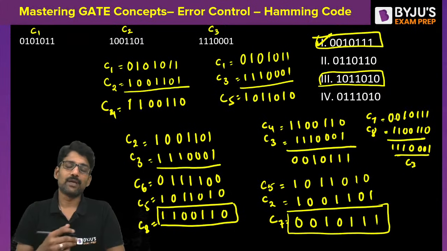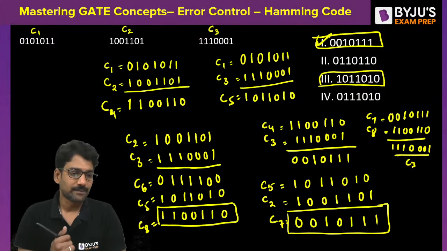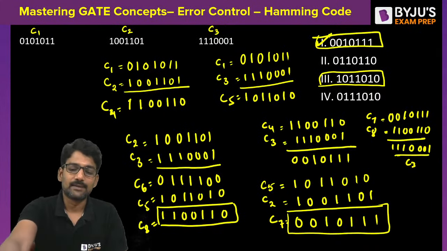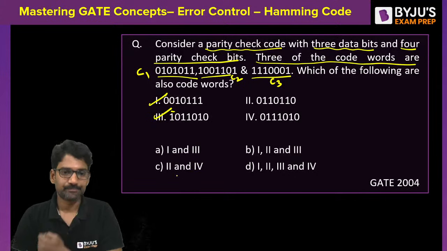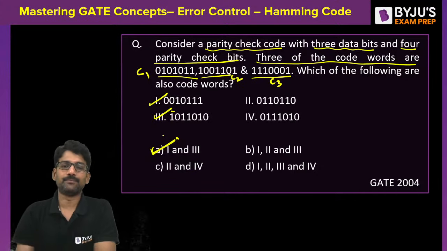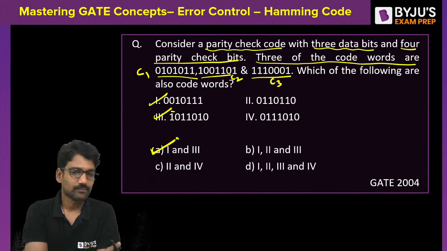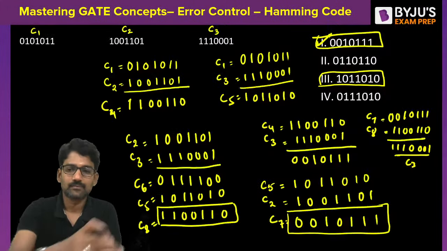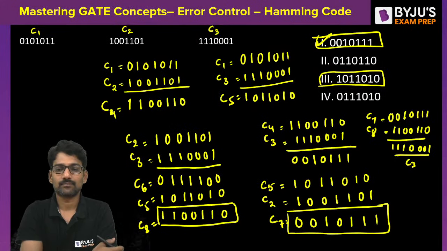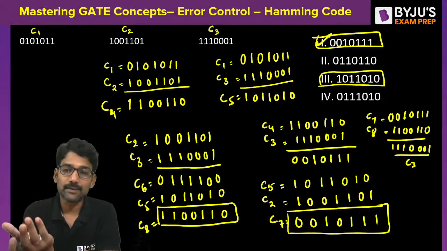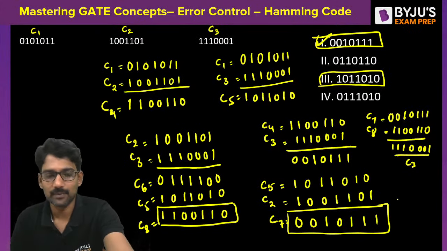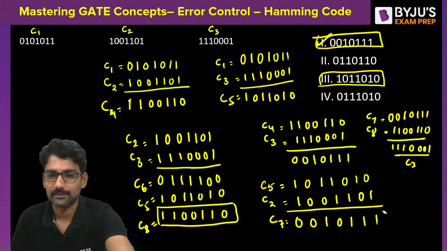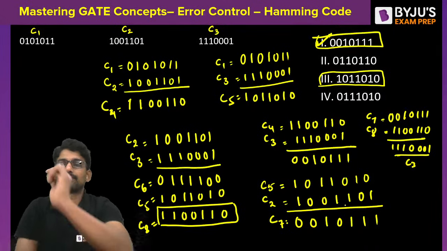Like this, when you keep doing all the combinations, you will find which are valid. So what are the valid code words? Only 1 and 3. Among the given options we don't have this. Okay, 0 0 1 0 triple 1 we have. Yes, we have it.